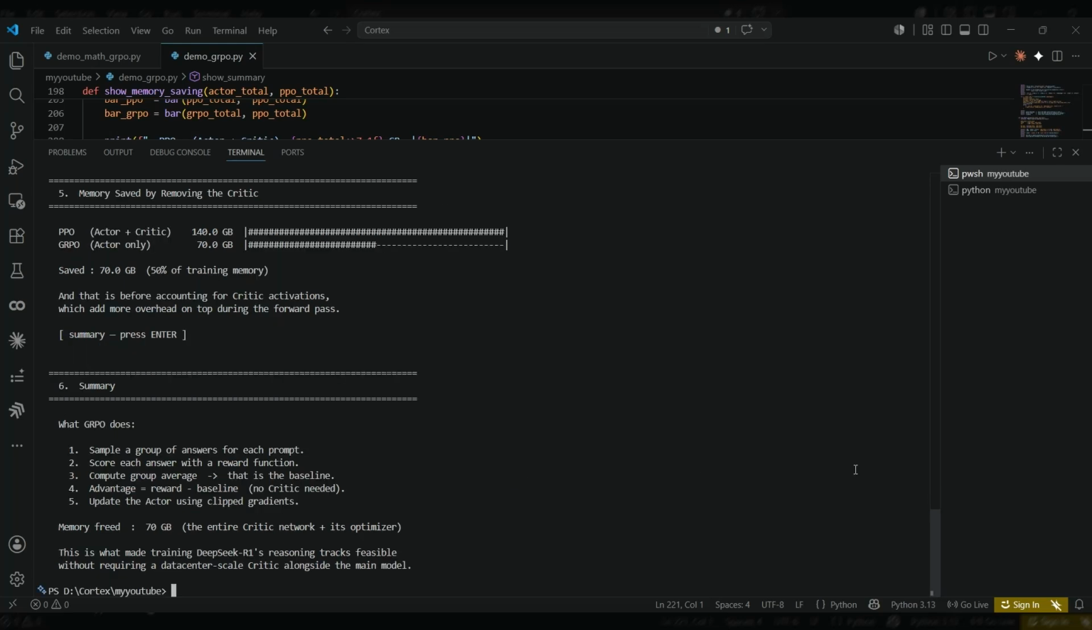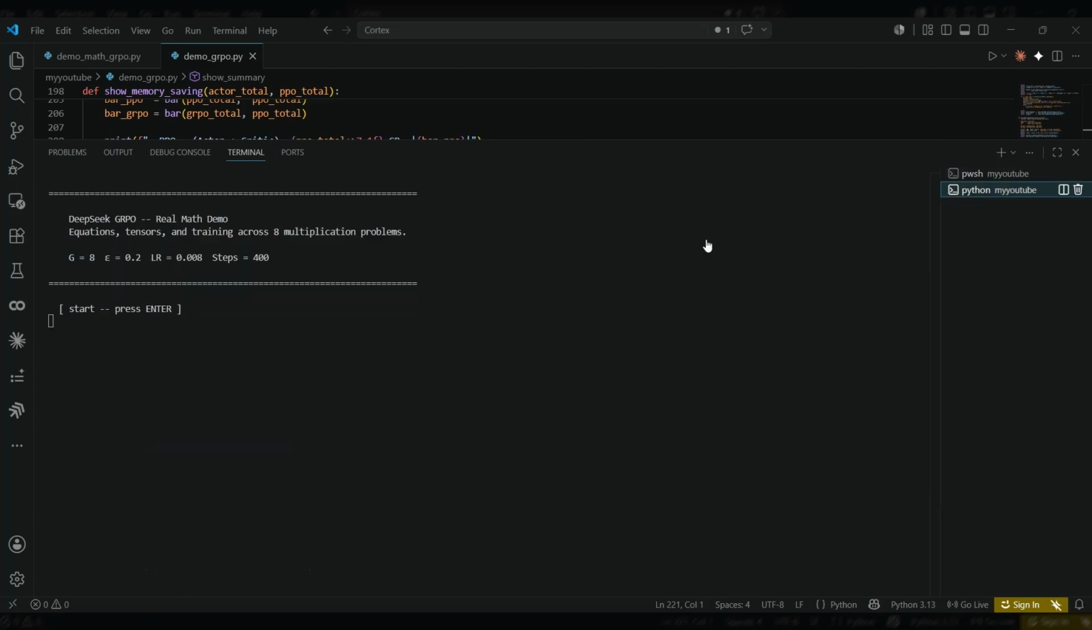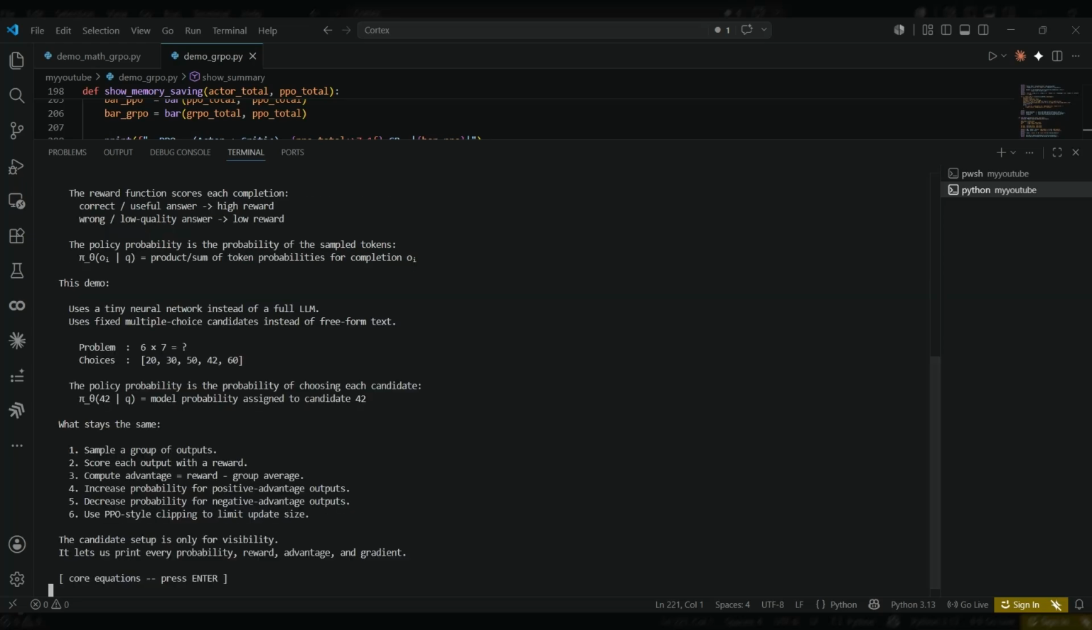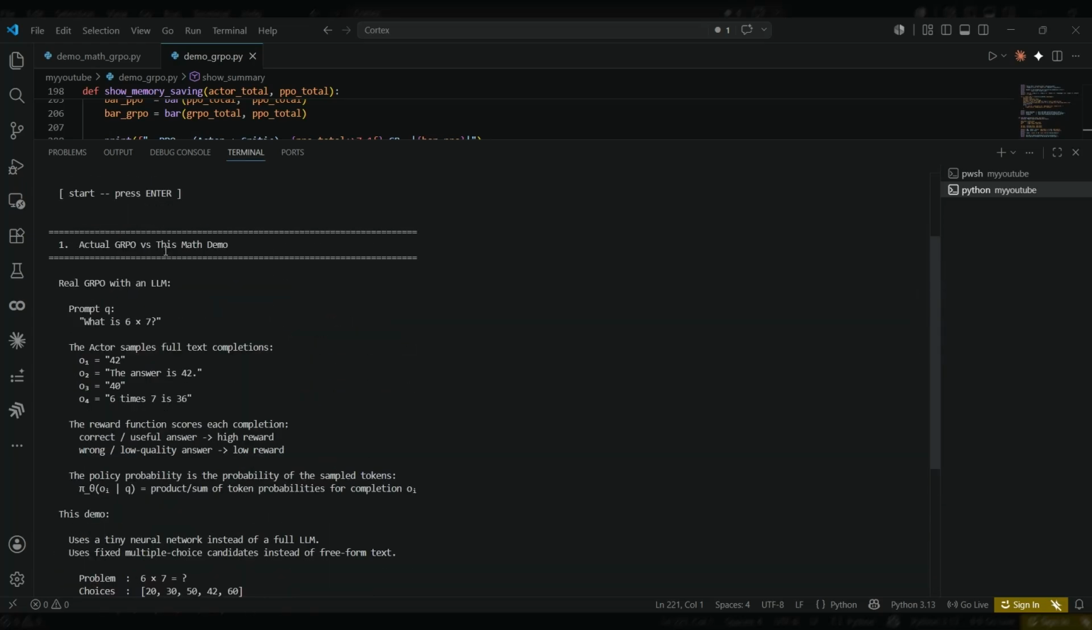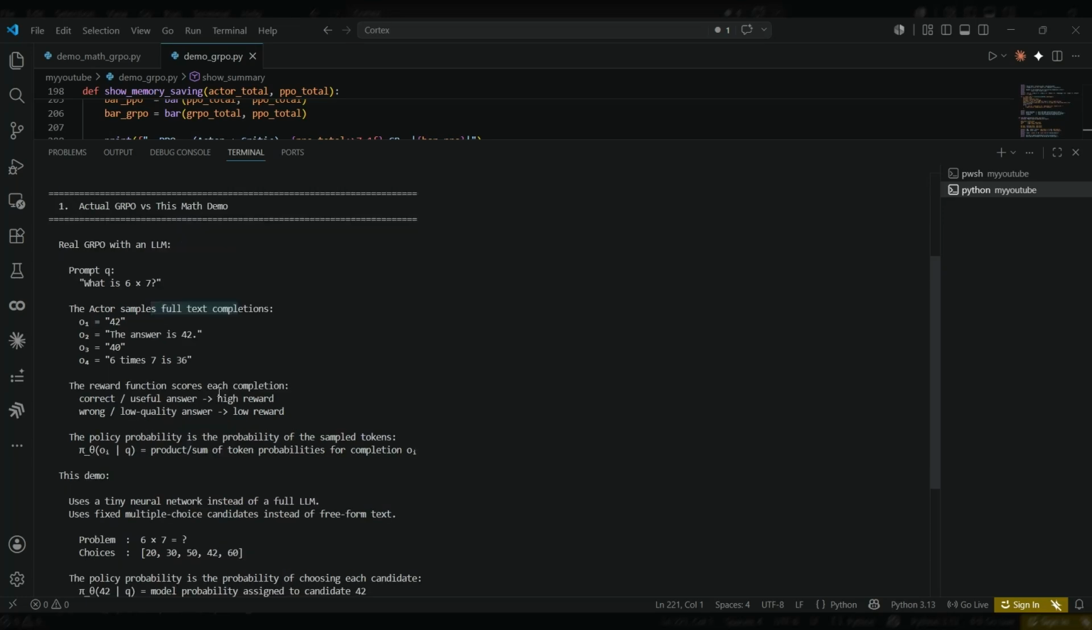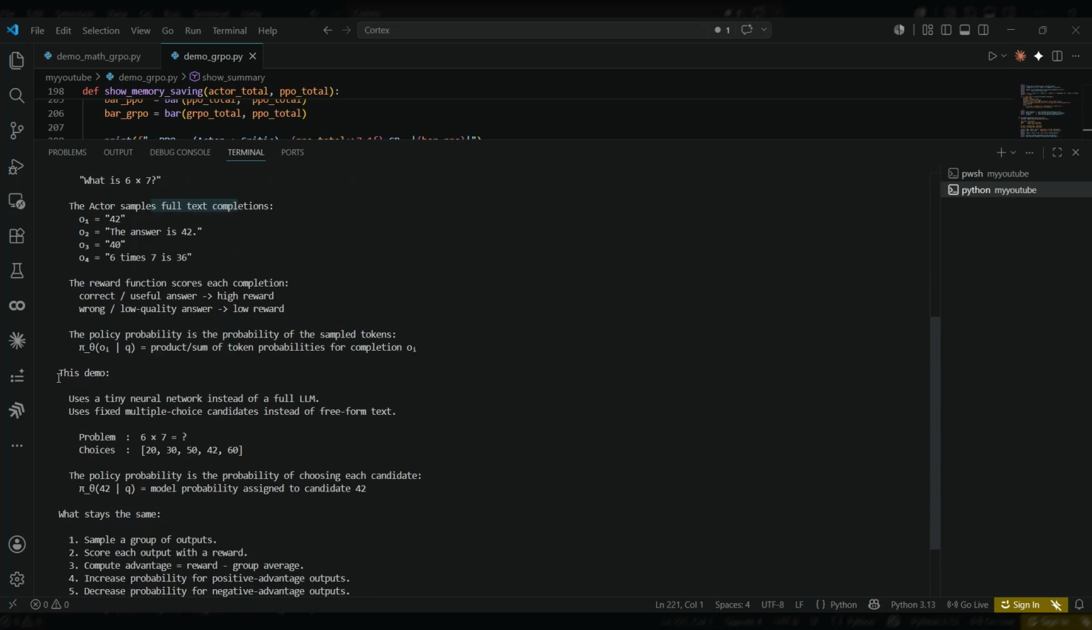Now let's look into the math implementation. The group size is 8, so group samples total is 8, epsilon is 0.2, learning rate is 0.08, and 400 steps will be used for training the model. So for our actual GRPO, see, this is a prompt given to an actual LLM. The actor samples full text completions.